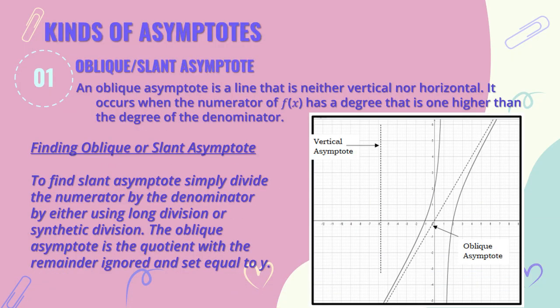And the last one is the oblique or slant asymptote. An oblique asymptote is a line that is neither vertical nor horizontal. It occurs when the numerator f of x has a degree that is 1 higher than the degree of the denominator. Take note of that. To find the slant asymptote, simply divide the numerator by the denominator using either long division or synthetic division. The oblique asymptote is the quotient with the remainder ignored. Take note, the remainder is ignored and the quotient is set equal to y.